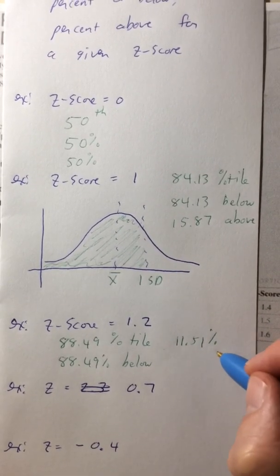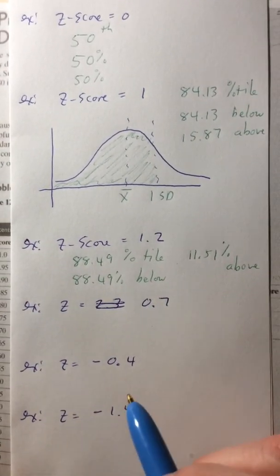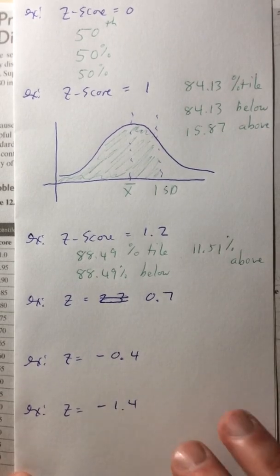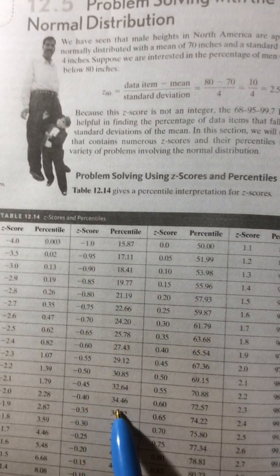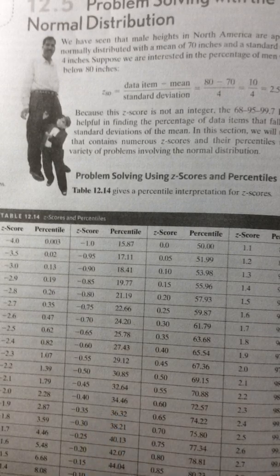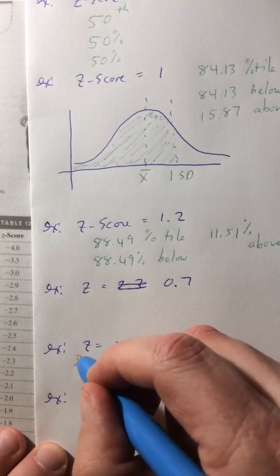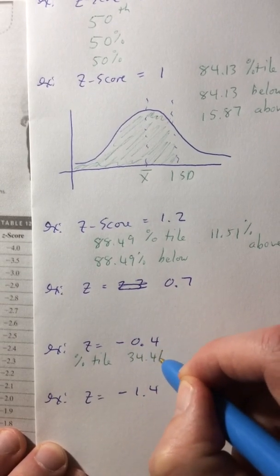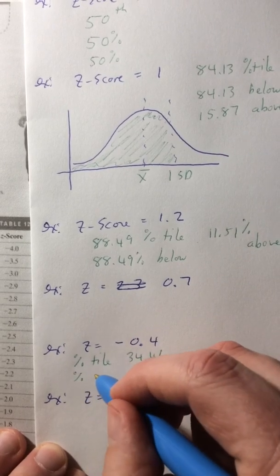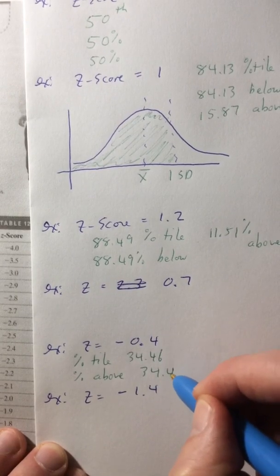11.51% above, right? We just subtract from 100. And the same, so we already got this positive stuff going on, so let's do a negative one. Let's do negative 0.4. So again, jump into the table, negative 1, negative 0.6, negative 0.4 is 34.46. So the percentile is 34.46. The percent below, yep, you guessed it, 34.46.